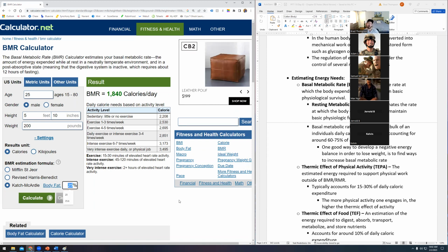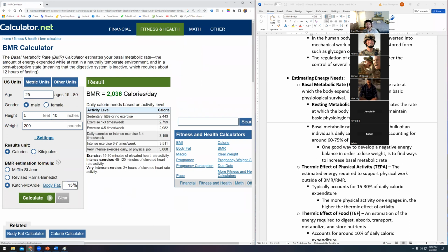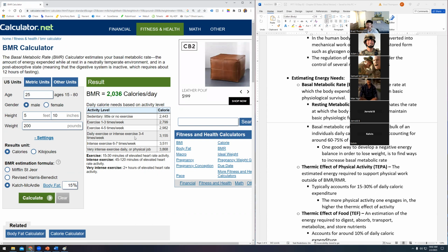Now, they get shredded at 200 pounds. I mean shredded, I say. But they get down to like 15% body fat, this is going to jump really high, all the way up to 2036. So we can even math that out as well.